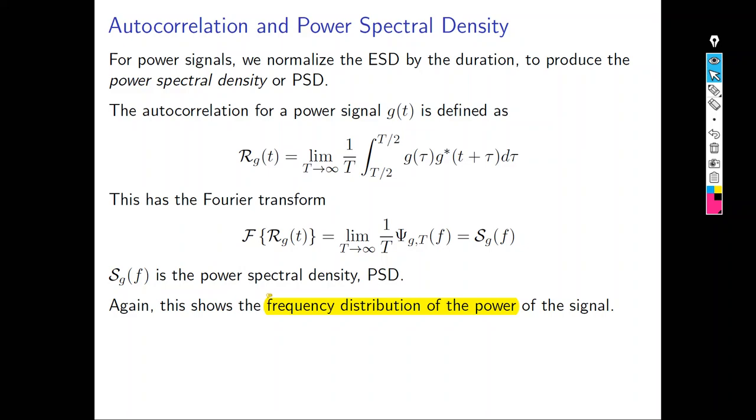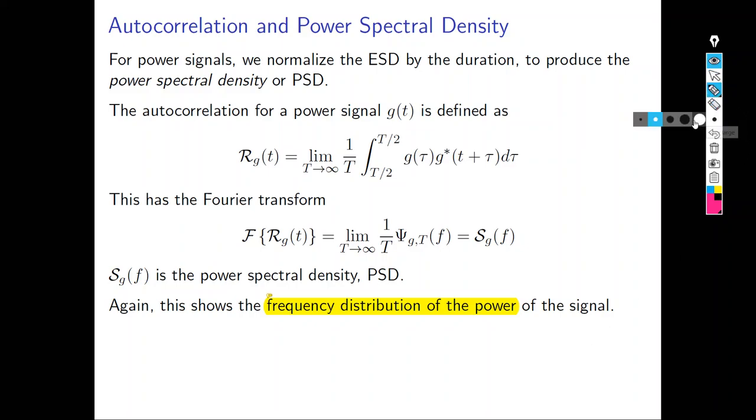What if we want to find the power spectral density? To produce the power spectral density, or PSD, the autocorrelation for a power signal is defined basically the same as the previous one, but we divide by T and take the limit as T goes to infinity. This is the only difference. Then, to find the power spectral density, you take the Fourier transform. When you take the Fourier transform, you find what we call the power spectral density. So there is no new information here. It's just like energy spectral density, but we divide by T and take the limit. This shows the frequency distribution of the power.